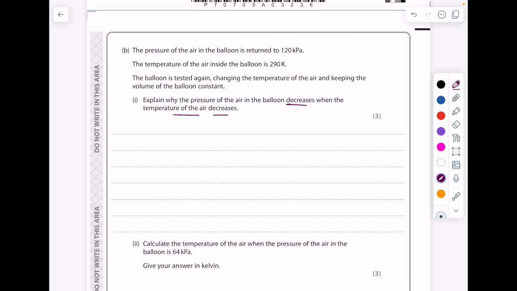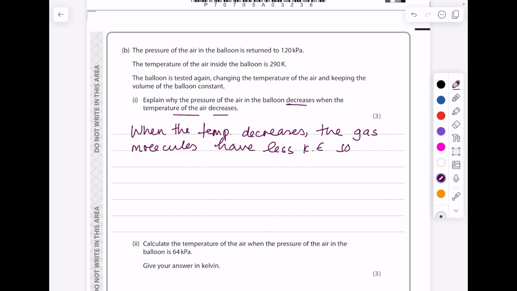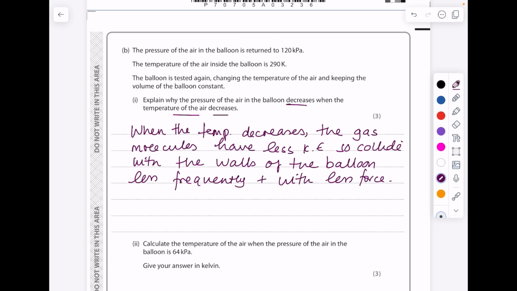So let's talk about what's happening. When the temperature decreases, the particles or gas molecules have less kinetic energy, so collide with the walls of the balloon less frequently and with less force. Remember that pressure equals force over area, so if you reduce your force value, then your pressure decreases.